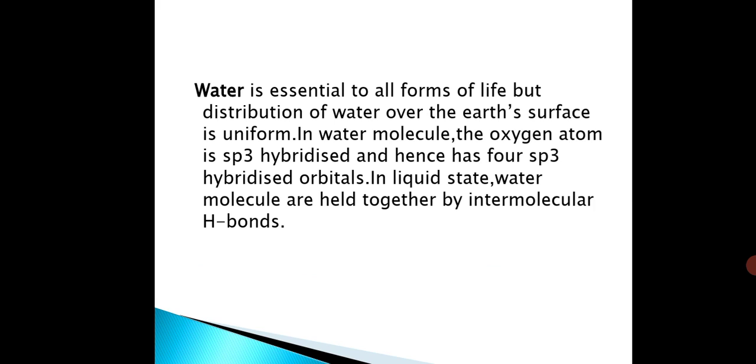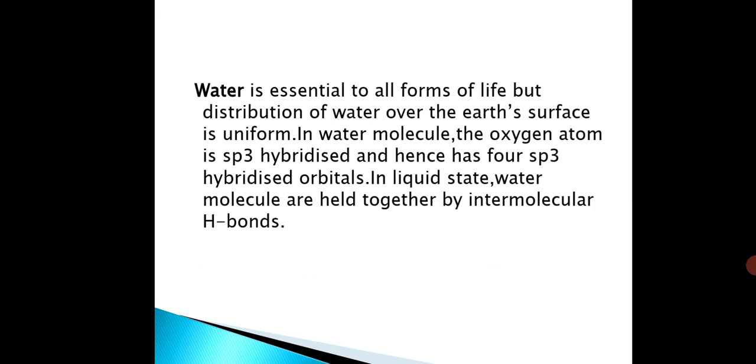So all these things you have studied in the bonding chapter. You have studied that in the water molecule the oxygen is sp3 hybridized and hence has 4 sp3 hybridized orbitals. We can say that the human body has about 65% water, while some plants have as high as 95% water. In nature, water is found in all three phases: solid, liquid and gas.